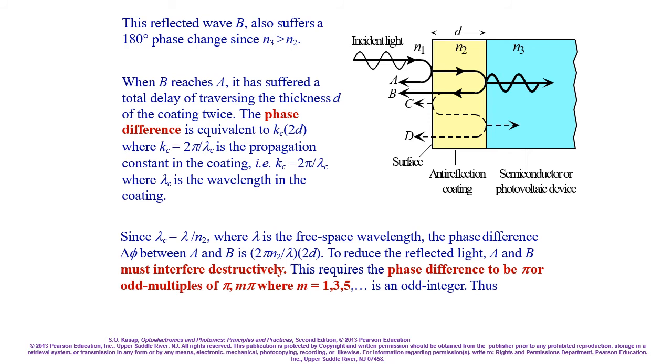The phase difference would be kc twice d, where kc is twice pi by lambda c, the propagation constant of the coating, and lambda c is the wavelength in that coating. Since lambda c equals lambda by n2, where lambda is the free space wavelength, the phase difference delta phi between A and B is twice pi by lambda, times n2, times twice d. To reduce the reflected light, A and B must interfere destructively. This requires the phase difference to be pi or an odd multiple of pi, m pi, where m equals 1, 3, 5, an odd number.